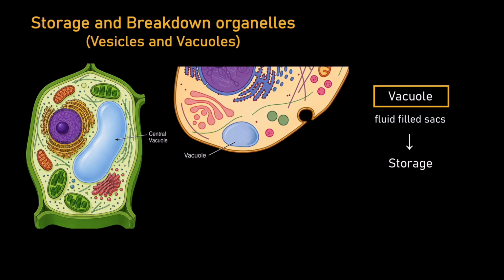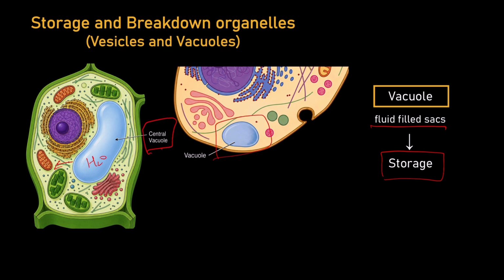The last structure we have here is the vacuole. Vacuoles are relatively larger than vesicles, and they were also created by the rough ER and Golgi. They're fluid-filled sacs found inside cells and play an important role in storing water, nutrients, and waste products. So their main role is in storage. Vacuoles in plant cells are relatively large.